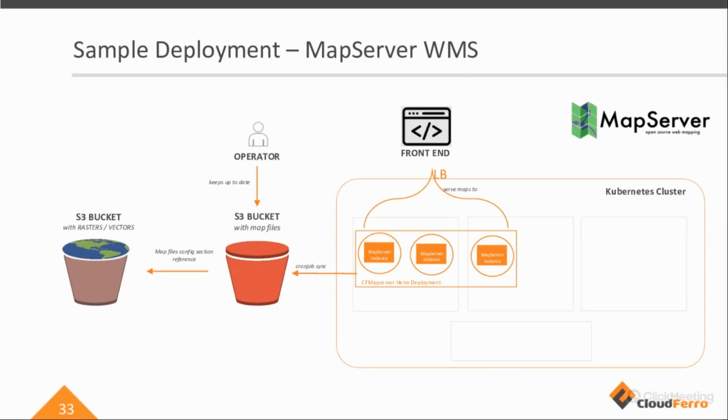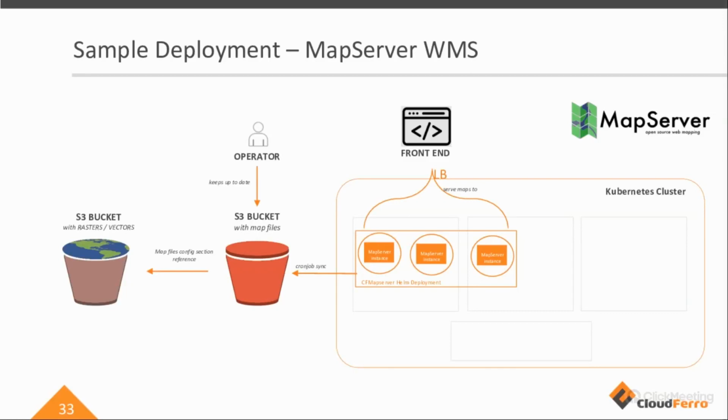And then there is a cron job, which is also a resource on Kubernetes, that refreshes the contents of the S3 bucket on a schedule. And then the folder etc map server in the container detects these changes and is updated. So every new map file then gets served by MapServer.